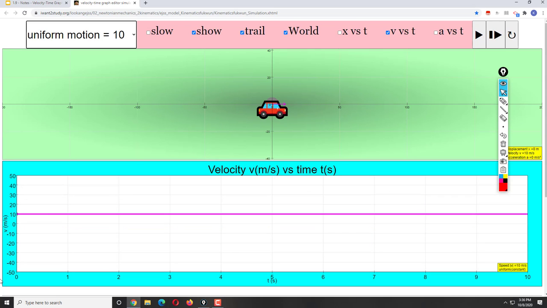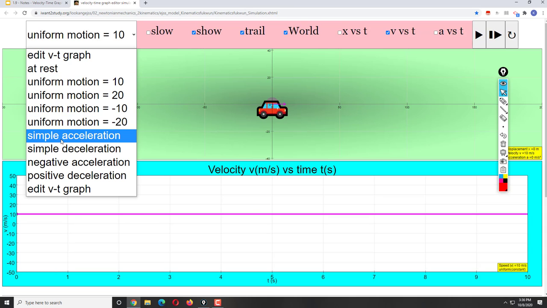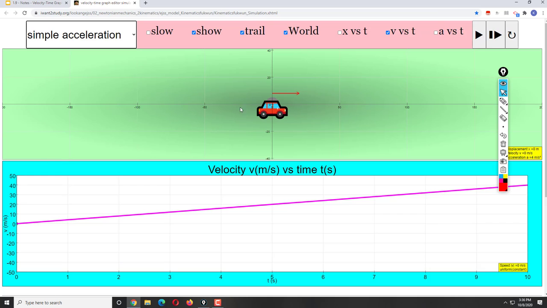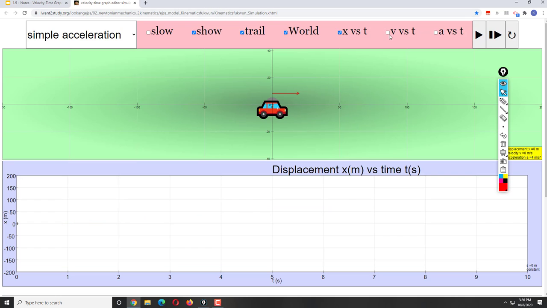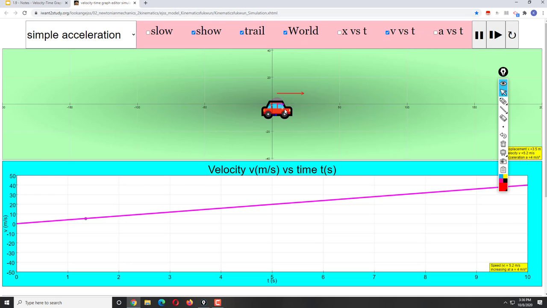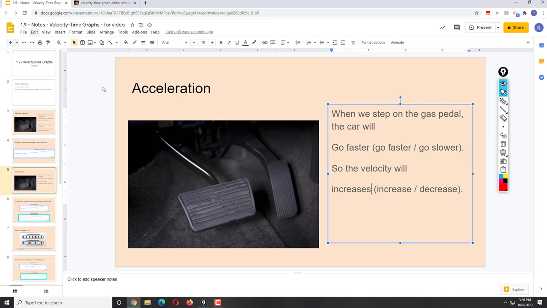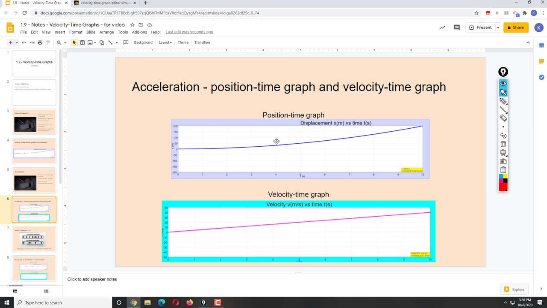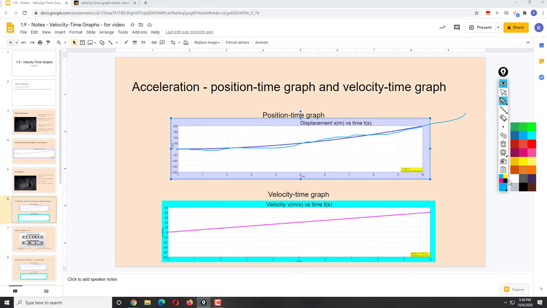So we have constant velocity. Nope, we have acceleration. So here we go. We have position, velocity. As the car gets faster, the velocity goes up. And that's why the position graph goes up like a curve. It starts out slow and then goes faster, faster, faster, while the velocity graph just goes up. It increases.